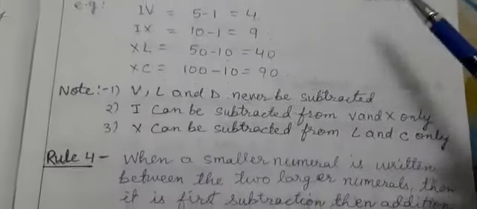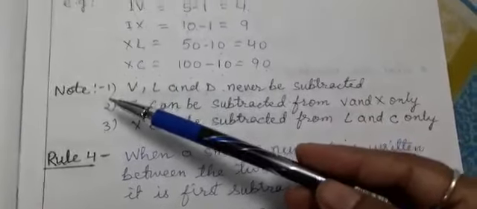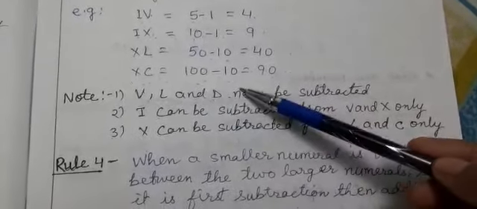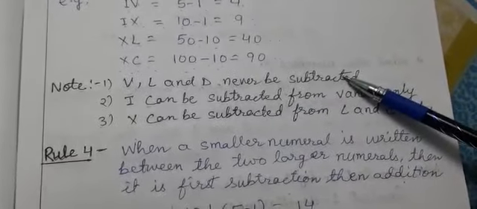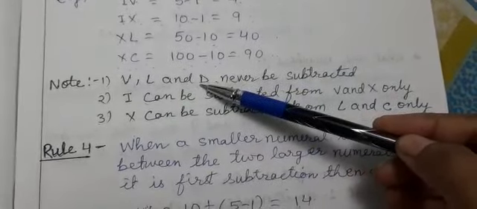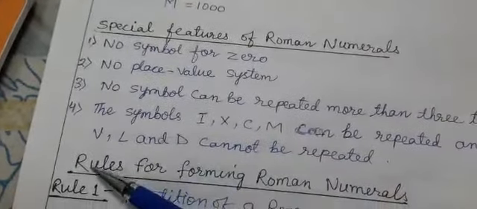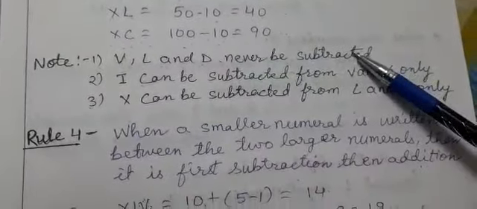While doing the subtraction, we have to remember these 3 points. First one is V, L and D. These 3 symbols can never be repeated and never be subtracted. You have to learn this in the special features. V, L and D cannot be subtracted. Again, in subtraction, V, L and D are never subtracted.